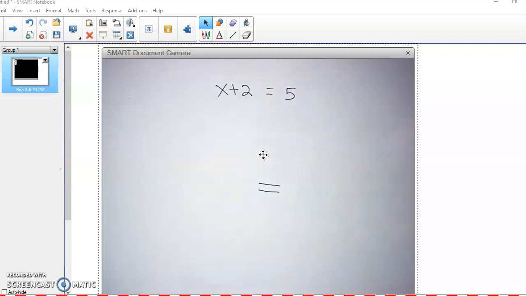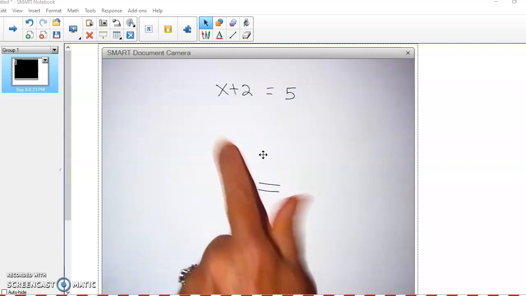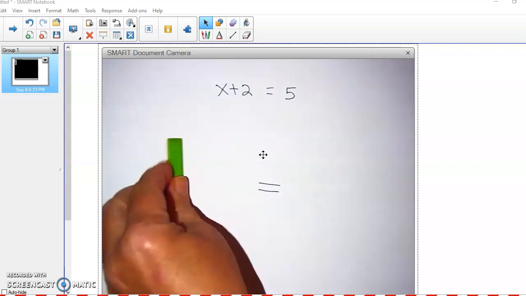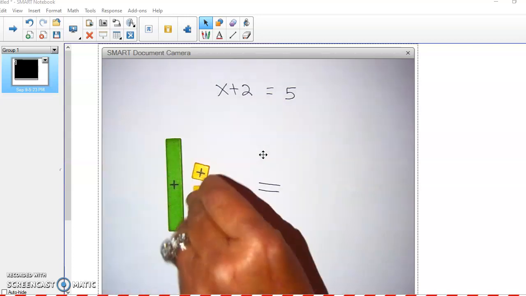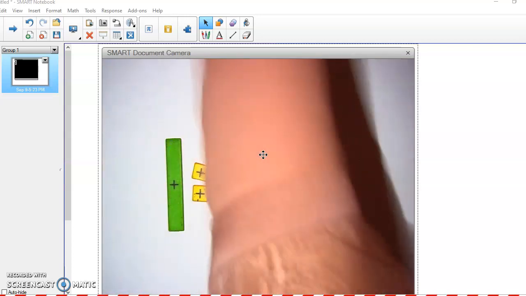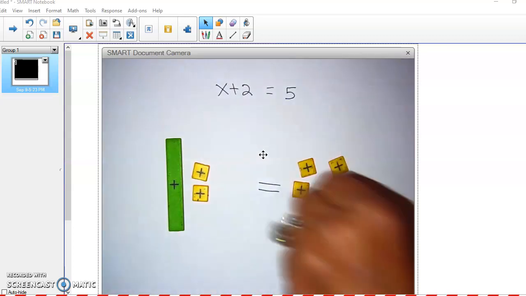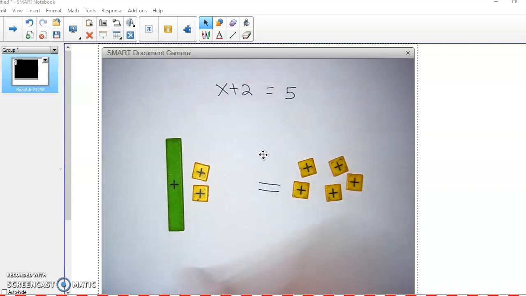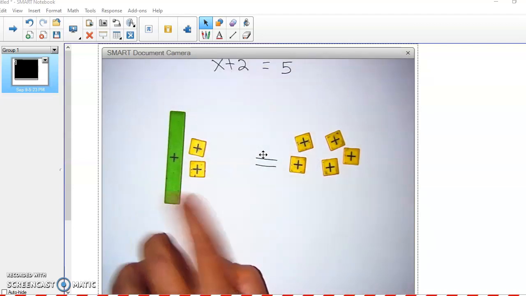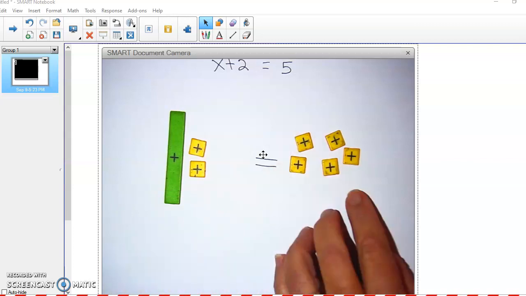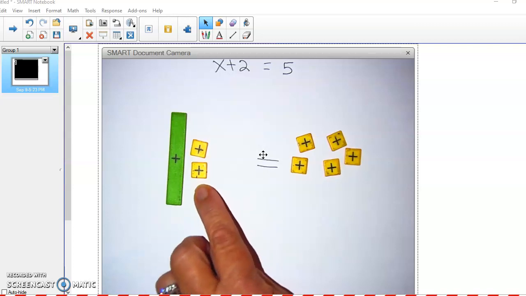Okay, so now what we're going to do is solve one-step equations using the algebra tiles. So we're going to model. So notice the equal sign is here and the equal sign is right here. So I'm going to model on the left-hand side x plus 2, and it's equal to 5. So remember, we want to isolate the variable so we can find out what the x equals. Okay, so this says x plus 2 equals 5. We want to get the x by itself, so we want to eliminate these 2 right here.